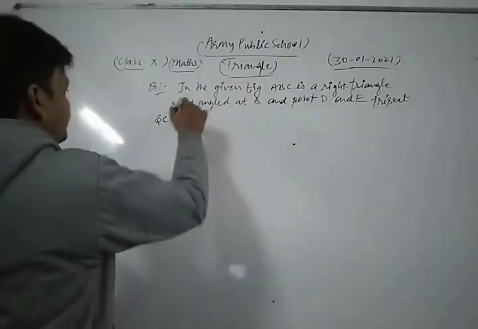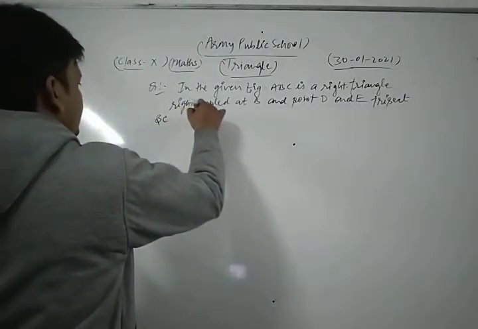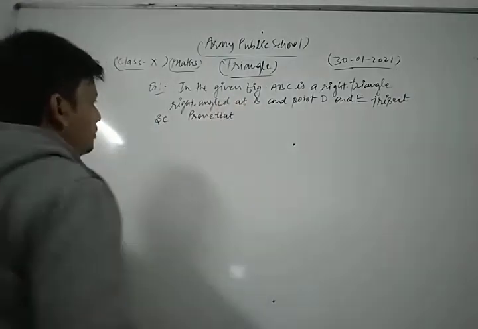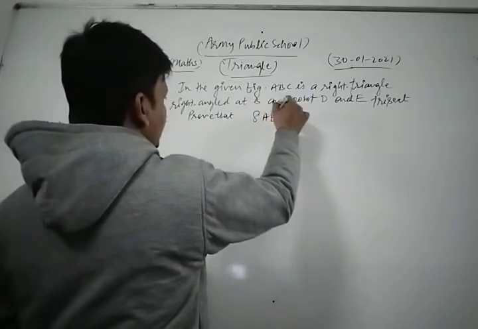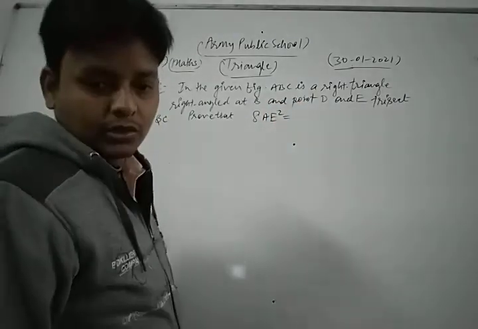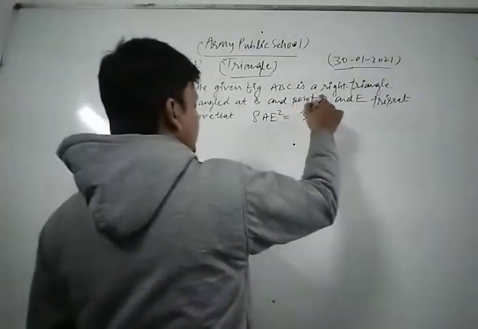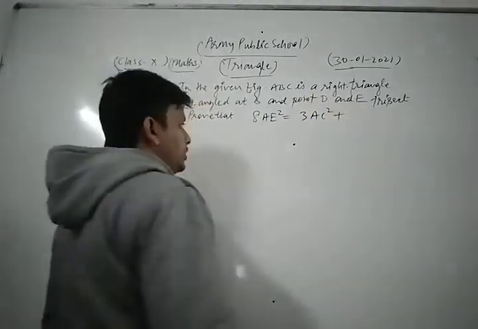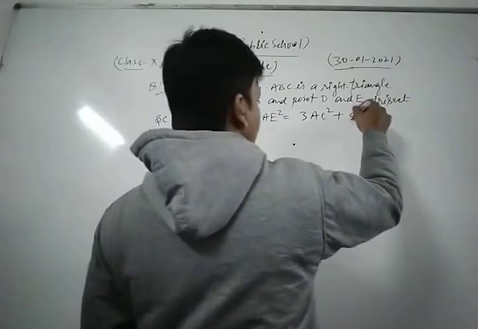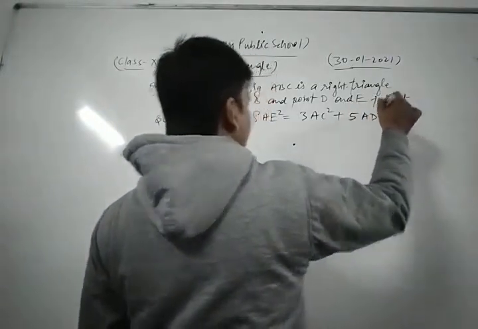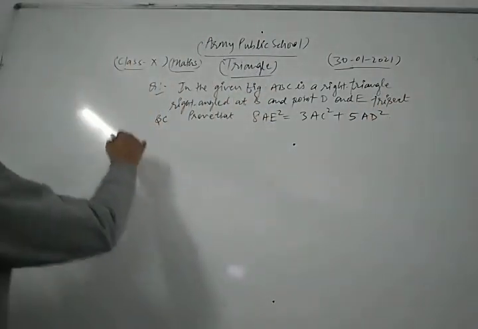Prove that 8 into AE square is equal to 3 into AC square plus 5 into AD square. This is the question here. Now let's see its solution.